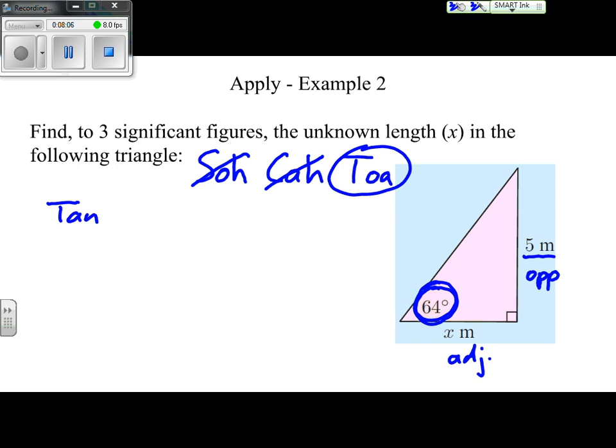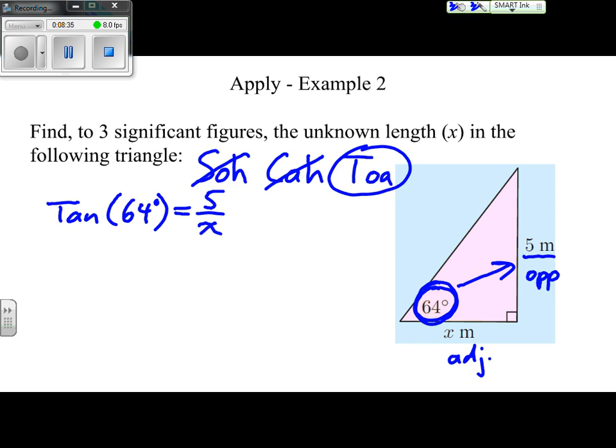I have tangent, and again, we always do sine, cosine, or tangent of an angle. So it's going to be tangent of 64 degrees. Again, if you leave off the degree sign, it's not a big deal. So tangent of 64 is equal to, now double check, it's opposite over adjacent. So we're going to put the 5, which was opposite of this angle of 64 degrees, and we're going to put that over our adjacent, which is x.